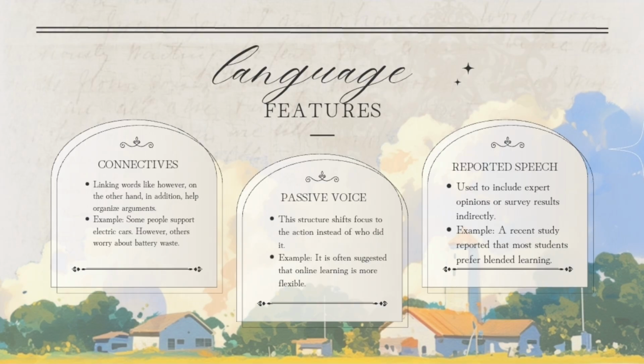The fifth one is passive voice. This structure shifts focus to the action instead of who did it. The example is: it is often suggested that online learning is more flexible. The sixth and last one is reported speech. It is used to include experts' opinions or survey results indirectly. The example is: a recent study reported that most students prefer blended learning.